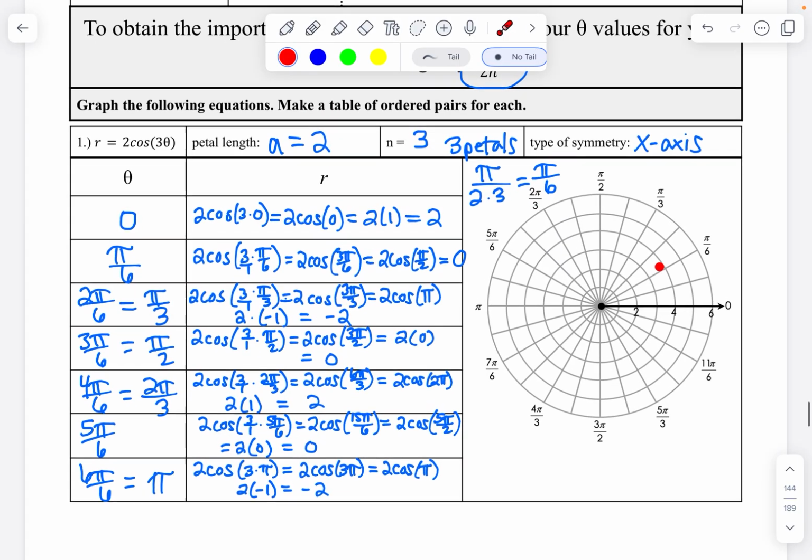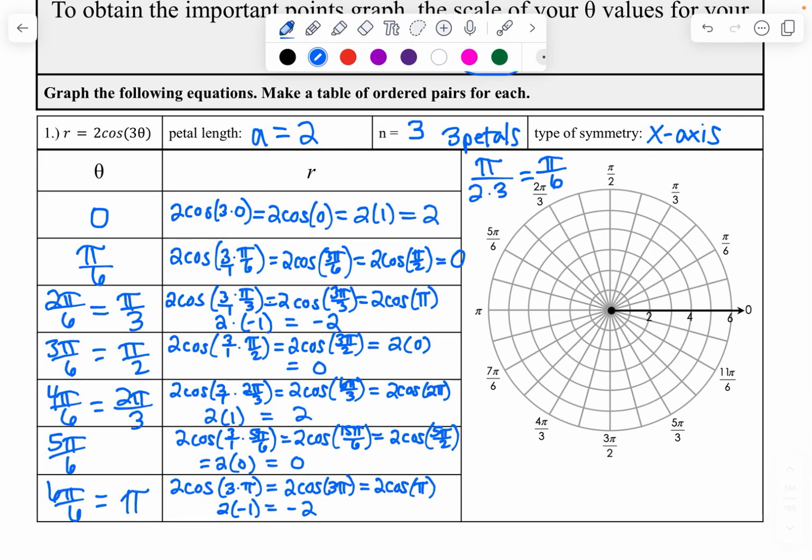All right, so our first point we'll plot when theta is 0, the radius is 2, so we're right here. When we're at pi over 6, we're back at 0. At pi thirds, we are at -2. So here's pi thirds, but -2 sends me over here to 4 pi over 3. So I gotta go to -2 over here.